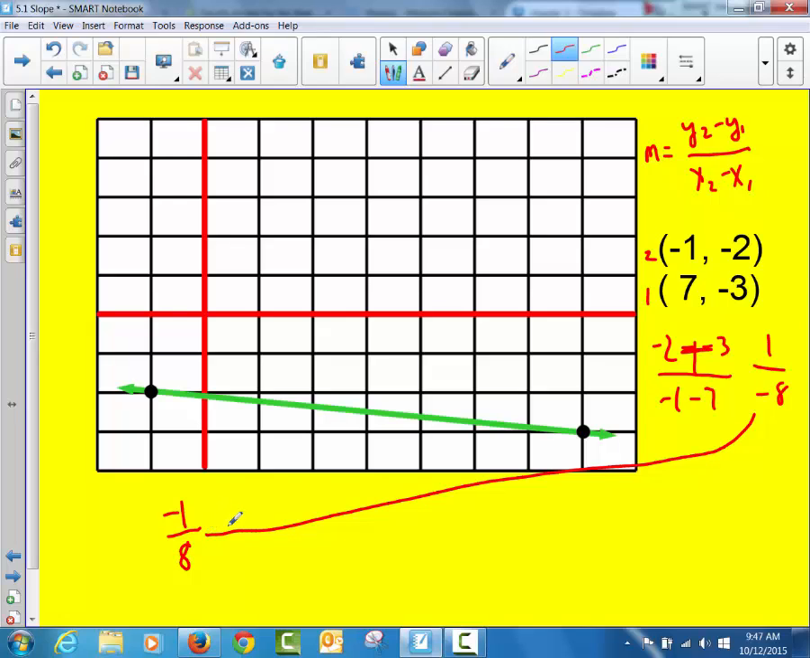Listen, it doesn't matter if the negative is in the top or the bottom. You're going to come up with the same line as long as you count correctly. Because look, if it's -1 over 8, and we start right here, we go down 1 and we go right 8. If it's 1 over -8, we can start here, go up 1, and then left 8. It's the same line. So don't get concerned about where the negative is. Just be consistent in the way that you follow whenever you're marking it off.